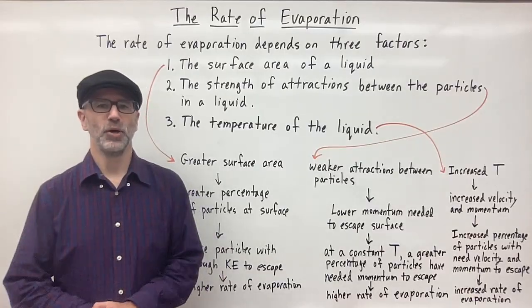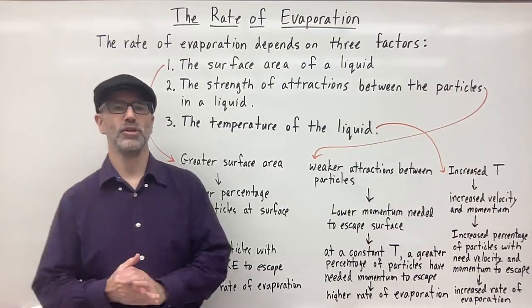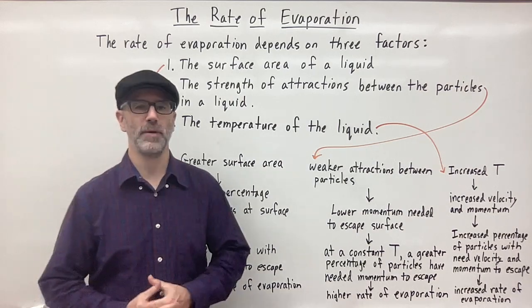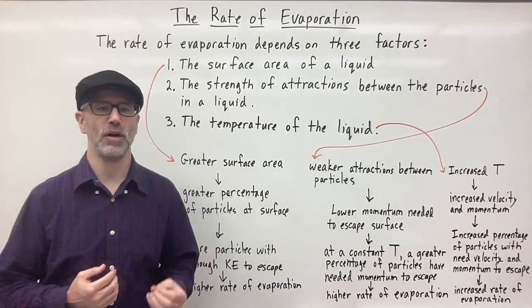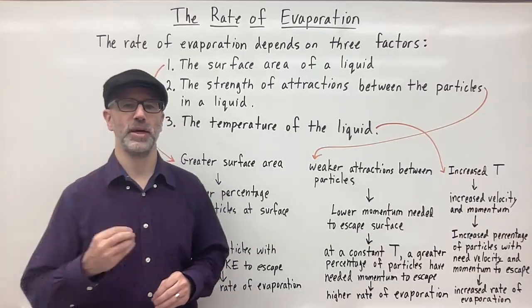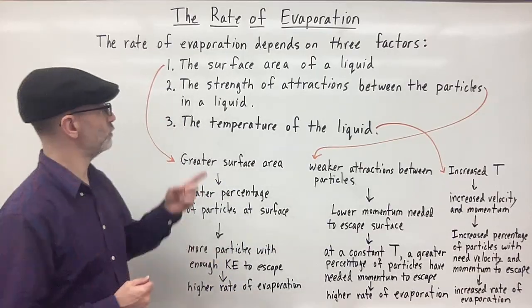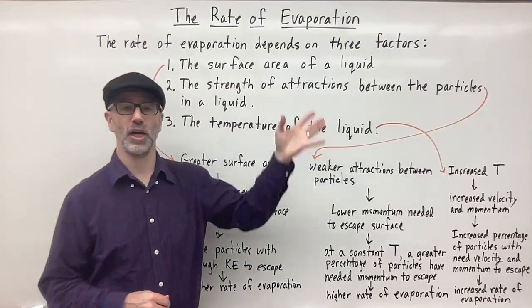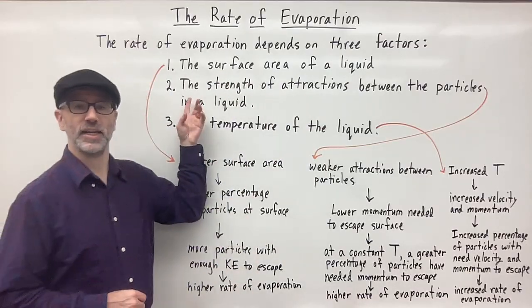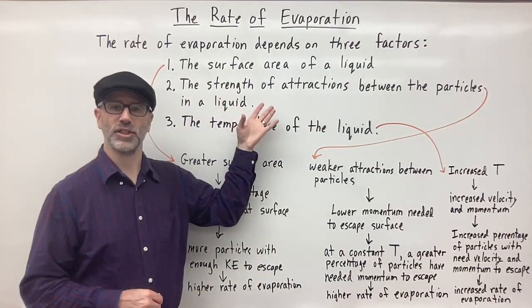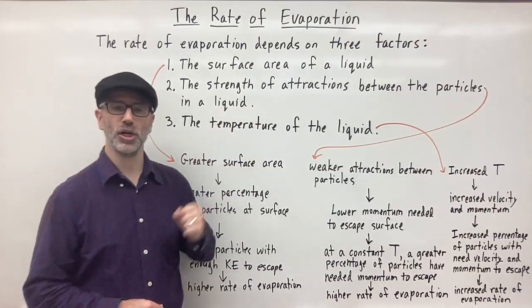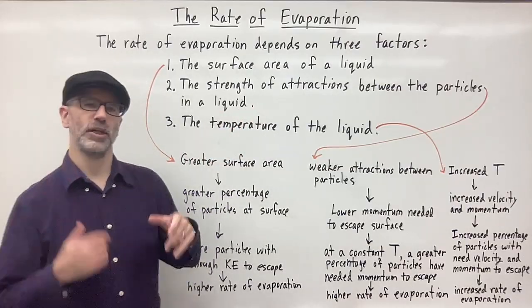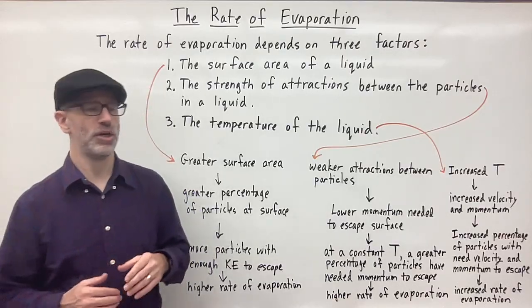Okay, let's talk about the rate of evaporation now. When it comes to the rate of evaporation, there are three factors involved. The rate of evaporation depends on three factors. The first factor is the surface area of the liquid. The second is the strength of the attractions between the particles in the liquid, and the third is the temperature of the liquid itself. So let's talk about each of those in turn.